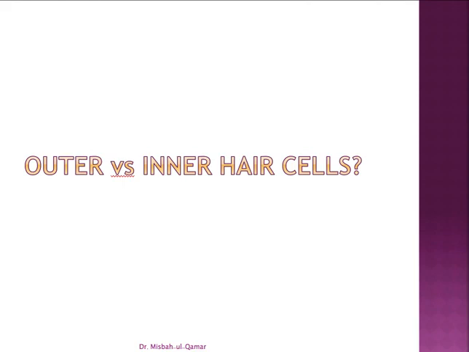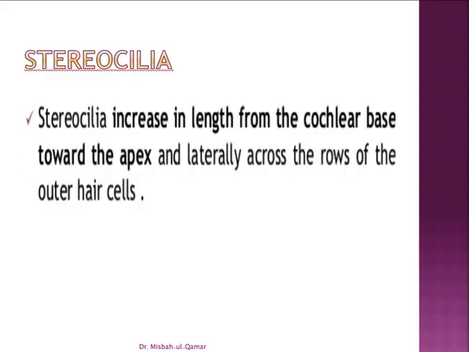Then you can also give the difference in the number of the outer and inner hair cells. You see that outer hair cells are more in number. They are around 12,000, while the inner hair cells are only around 3500. And since the outer hair cells are more in number, they lie in 3 to 4 rows, while the inner hair cells form only a single layer. So that was all about the hair cells.